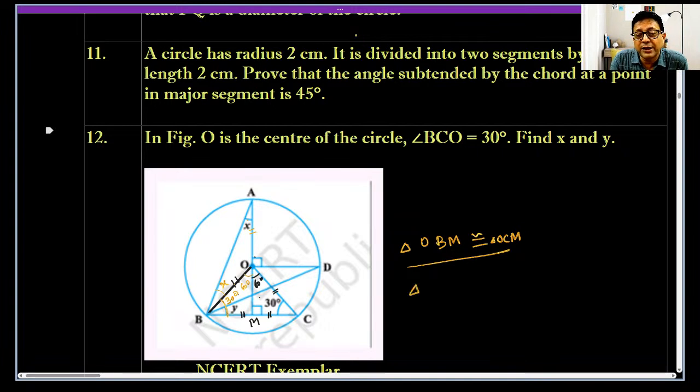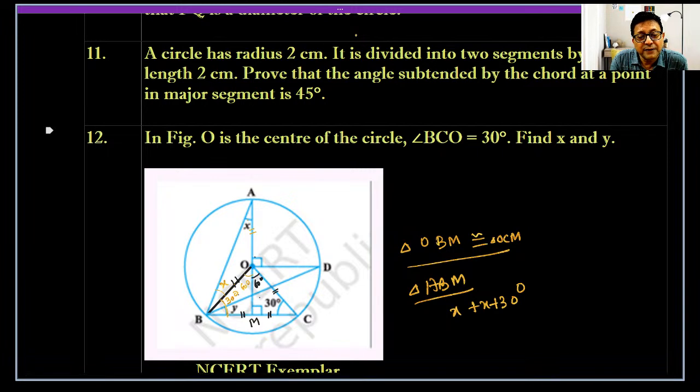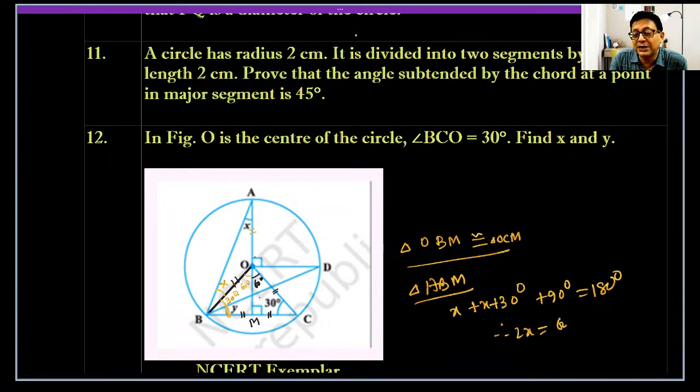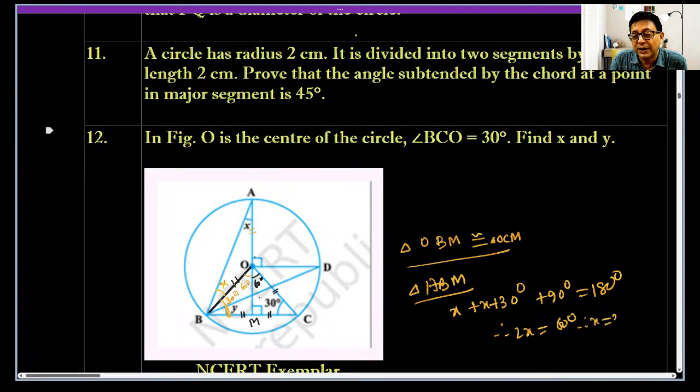So in triangle ABM, what have you got? x plus x plus 30. Why? This is x and this one is 30. x plus x plus 30 plus 90 is equal to 180 degrees. So 2x is 60 degrees. x I got 30 degrees.